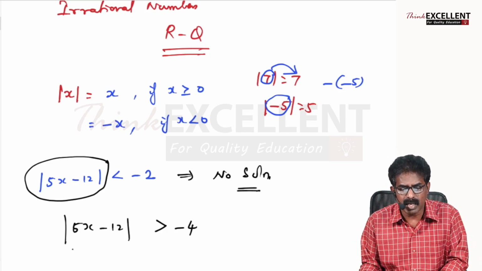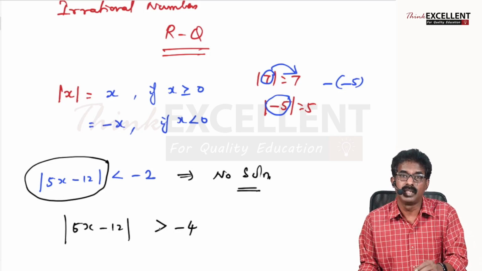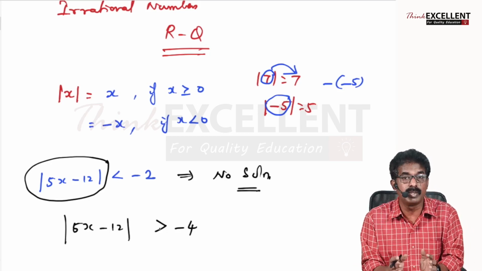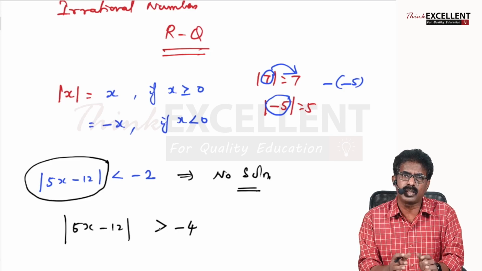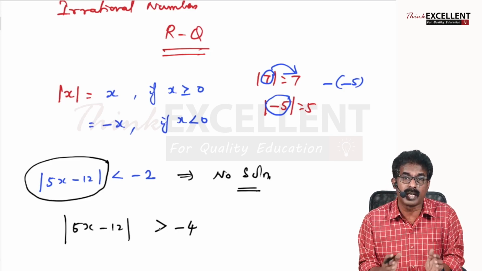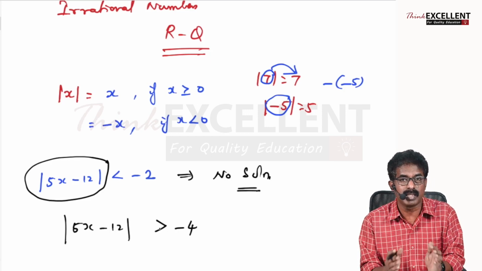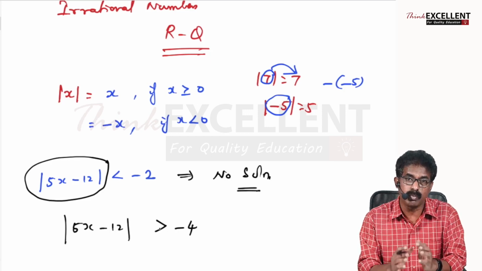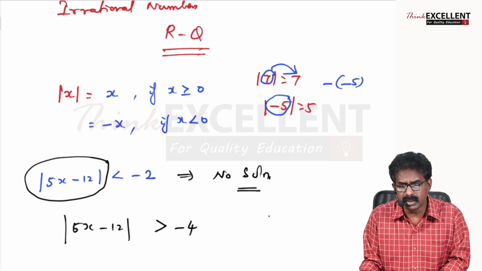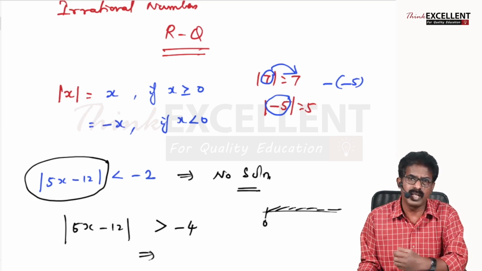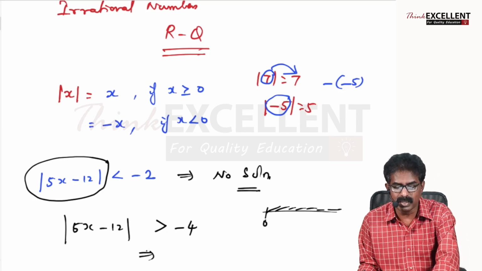So here, the modulus value greater than minus 4 means you can give any value for x. Solve means you have to find the x value, and here you can give any value. Whatever you get, your answer is definitely more than minus 4 only, because you know absolute value or modulus means it is either 0 or more than 0 only. So in this case, every number is a solution.